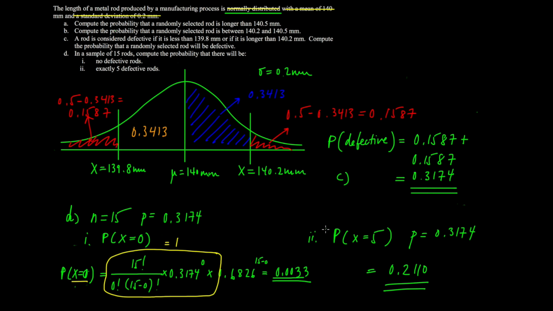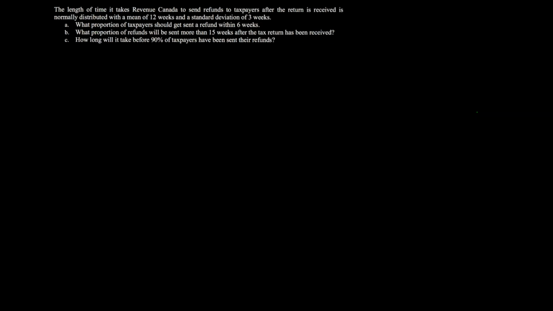So now let's move on to one final question, and that'll be all for the review of part 2. In this final question, they want to know the length of time it takes Revenue Canada to send refunds to taxpayers after the return is received, which is normally distributed with a mean of 12 weeks and a standard deviation of 3 weeks. So let's go ahead and draw our bell-shaped curve.